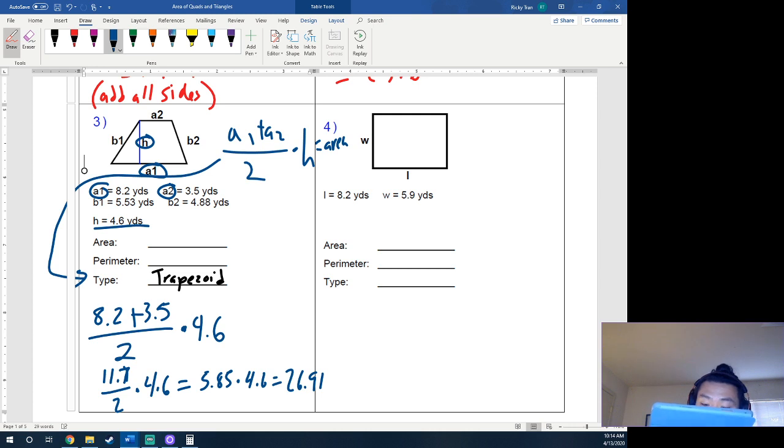Okay, so this is your area, 26.91. Okay, area, this is yards squared.